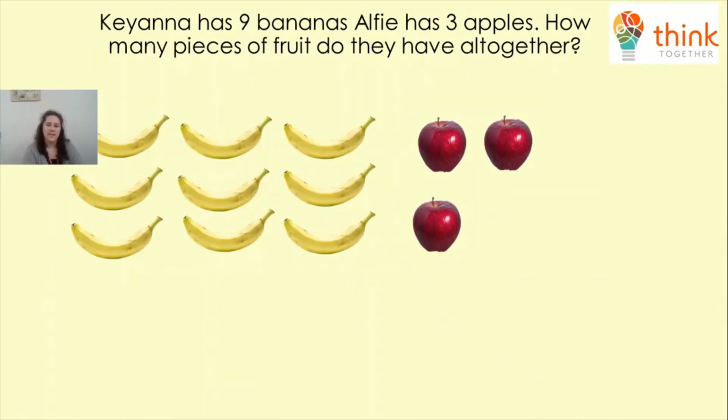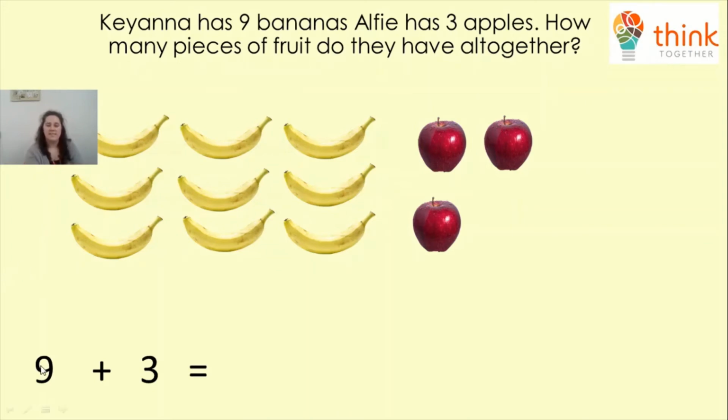Okay, let's think together and have a look at our next question. It says Kiana has 9 bananas and Alfie has 3 apples. How many pieces of fruit do they have all together? Let's start by using the information that we have on the screen to think about what our number sentence could be. Tell the person you're with. Have you done that? Amazing.